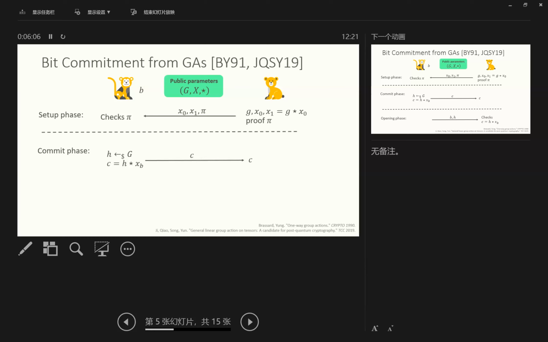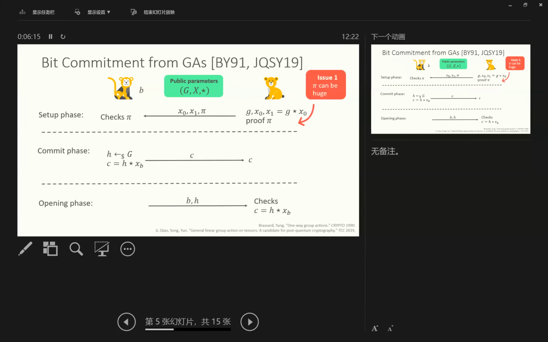Then there is the commit phase where the sender picks an element H and commits to B, computing H star XB. In the opening phase, he sends B and H such that the receiver can check that the commitment is actually H star XB.